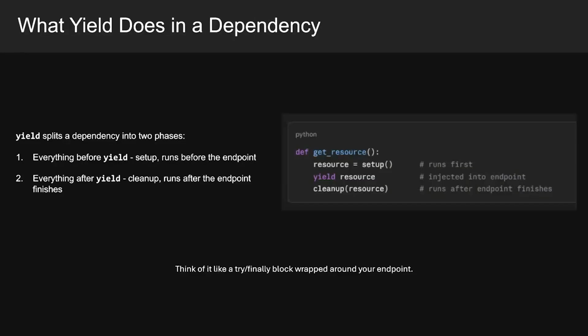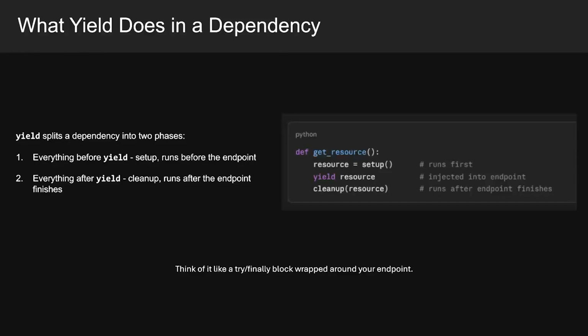Yield splits a dependency into two phases. Look at the code. Everything before the yield is setup. It runs first, before your endpoint. The value at the yield is what gets injected into your endpoint, and everything after the yield is cleanup. It runs after your endpoint finishes. In this example, setup runs, the resource is injected, the endpoint does its work, and then cleanup runs automatically.